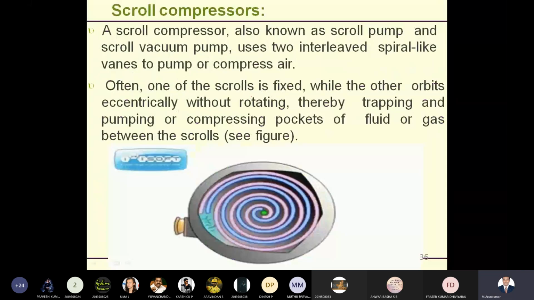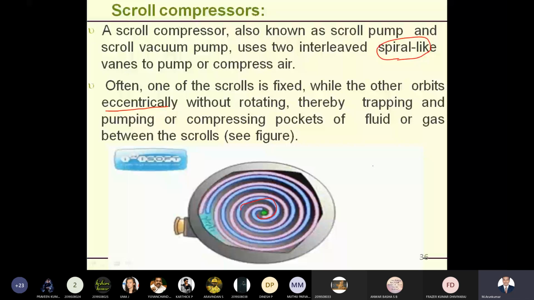Then another type of rotary compression is scroll compression. Scroll compressors, also known as scroll pumps and scroll vacuum pumps, use two interleaved spiral-like scrolls. So we have two scrolls, one fixed and another that can be moved, with a spiral-like shape. Often one of the scrolls is fixed while the other orbits eccentrically without rotating, thereby trapping and pumping or compressing pockets of fluid or gas between the scrolls. Because it orbits eccentrically, you can get compressed air continuously.